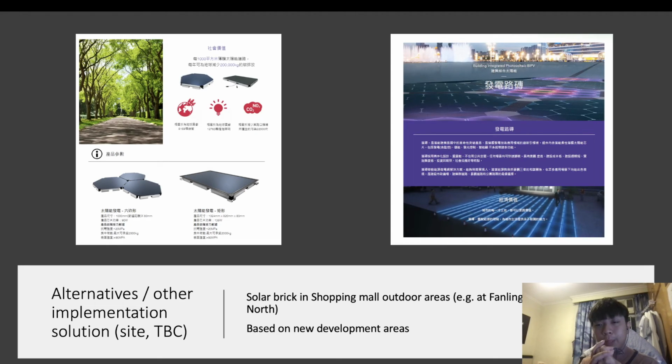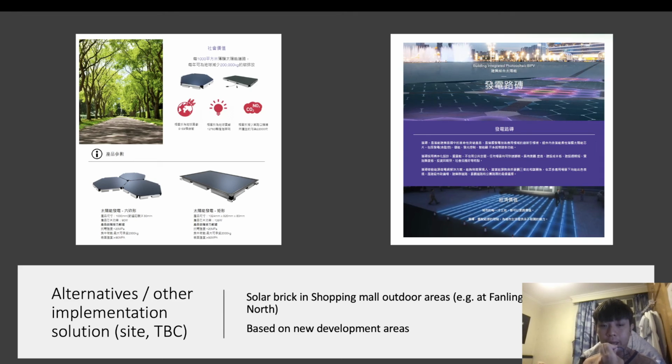So this is the last part. Really sorry for that. And this is just the last slide. The alternative or other implementation solution, for which the site has to be further considered, is the solar brick. Solar brick is the brick that we always step on, or that a car drives on. It can be implemented on the ground, on the floor, or on the highway.